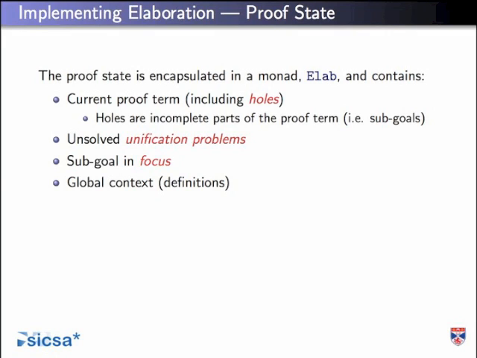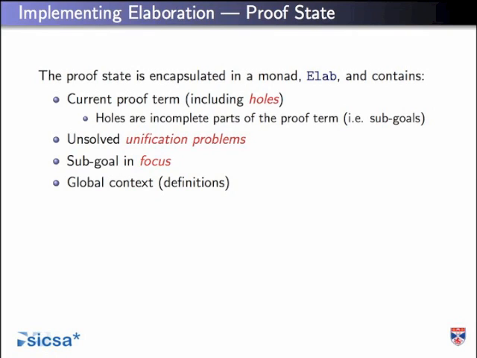Right, so we've got a current proof term, which is just like an ordinary program, except it might have these holes in it. We also have unsolved unification problems. As we're refining a program, during type checking and so on, we might ask: does this thing have the same type as this thing? We might have the type we're expecting and the type we've got. And it often happens that this fails, but it only fails because there isn't enough information.